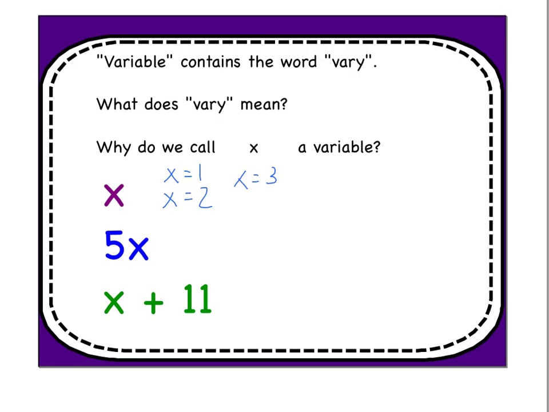I could plug in x as 1 down here, and I could say 5 times 1 is 5. I could tell you to plug in 2, and you could tell me 5 times 2 is 10. You could plug in any number for x for these 3 cases, and you're going to get a different answer. Varying means to change.